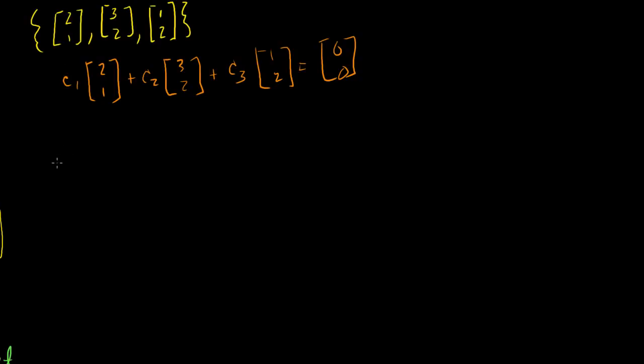Let's just do our linear algebra. So this means that 2 times c1 plus 3 times c2 plus c3 is equal to that 0 up there. And then if we do the bottom rows, remember when you multiply a scalar times a vector, you multiply it by each of these terms. So c1 times 1, so 1c1 plus 2c2 plus 2c3 is equal to 0.